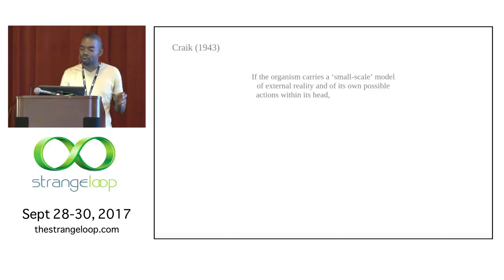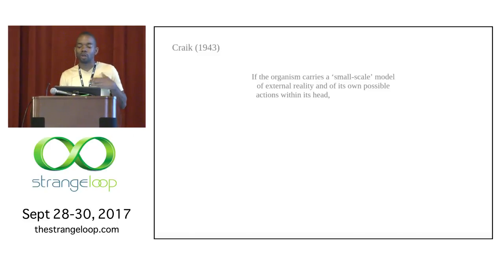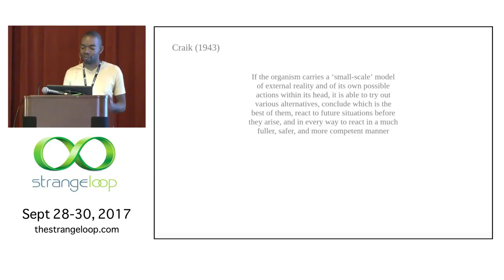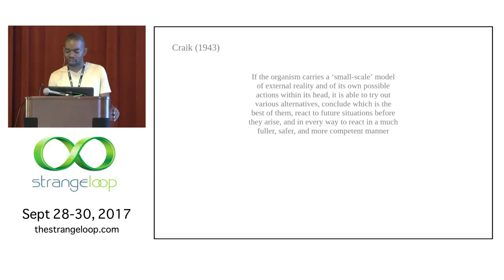But can we make this idea of mental simulation more precise? And so let's use some philosophy. So 50 years prior to this, prior to any of these experiments, a philosopher who's often credited as the founder of this idea, he put it like this. He said, if the organism carries a small-scale model of external reality and of its own possible actions within its head, it is able to try out various alternatives, conclude which is the best of them, react to future situations before they arise, and in every way react in a much fuller, safer, and more competent manner. And that sounds like a good thing, right?